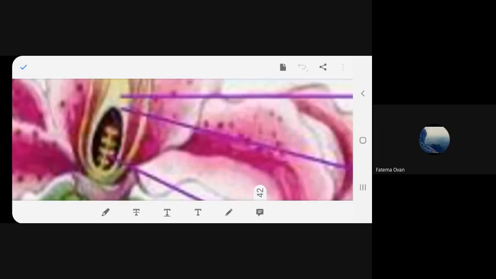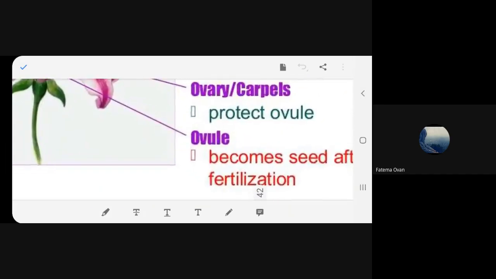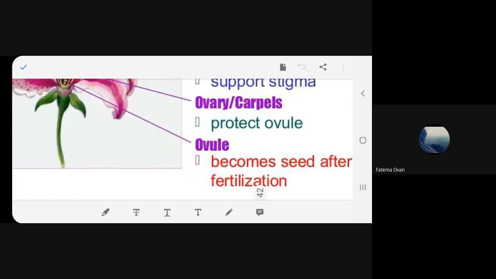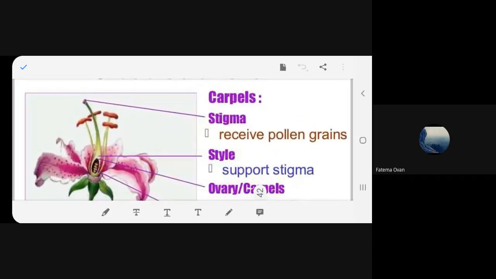Inside the ovary, what do we have? Ovule. And after fertilization, ovule becomes seed. You understood now? Yes, ma'am. So what is ovule? It becomes seed after fertilization. Understood properly? Yes. This is the female structure. The female reproductive organ we have worked on in detail.